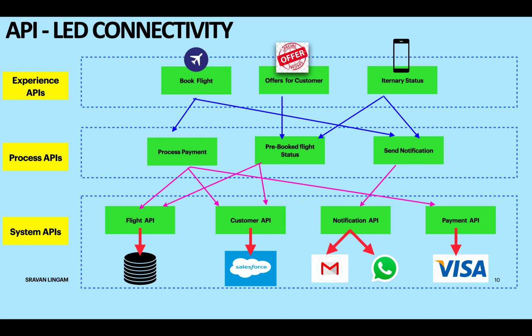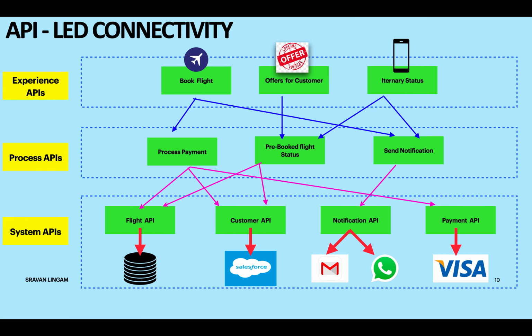So here I am a customer, I am going on a website to book a flight. So I will send my information, I will click on book flight. Internally book flight is calling process payment and send notification, and process payment internally is calling flight information, customer information, payment to serve your purpose.